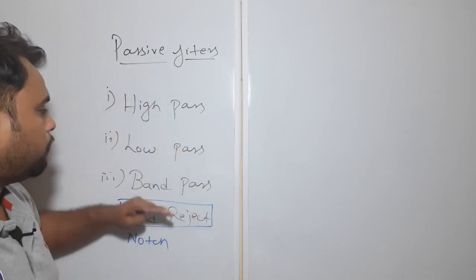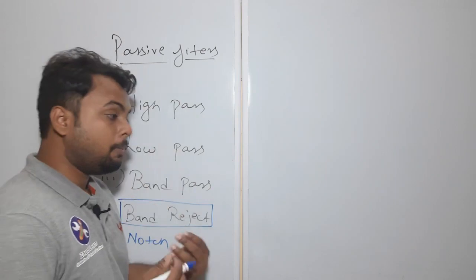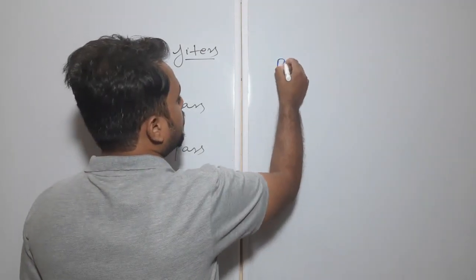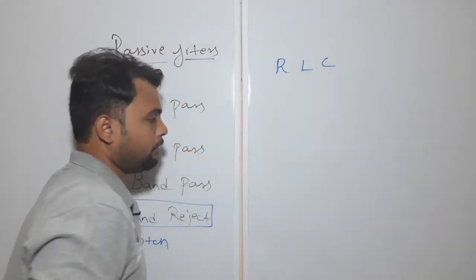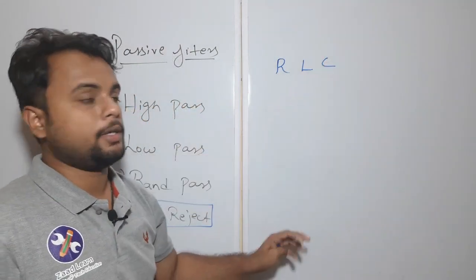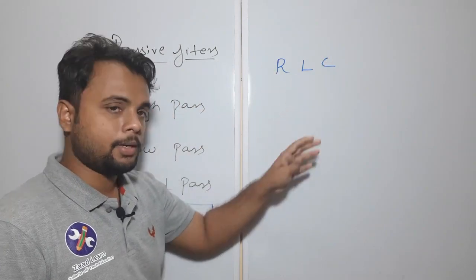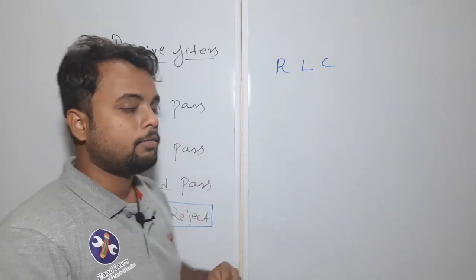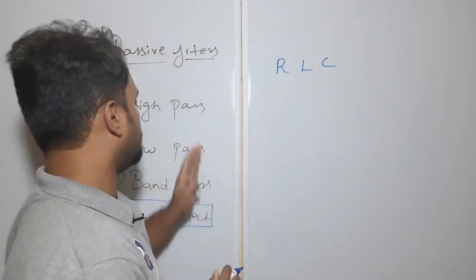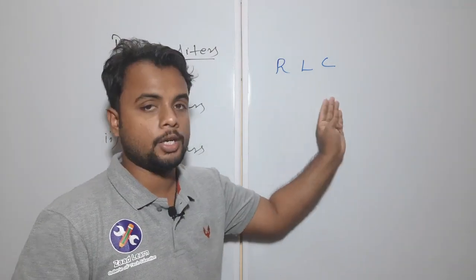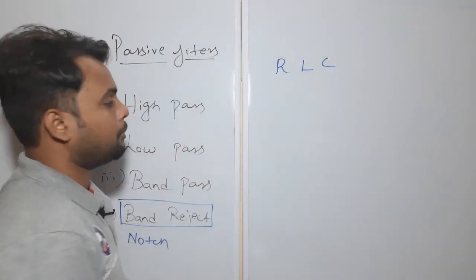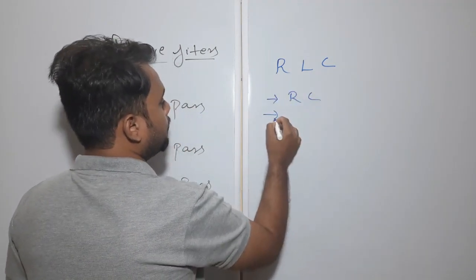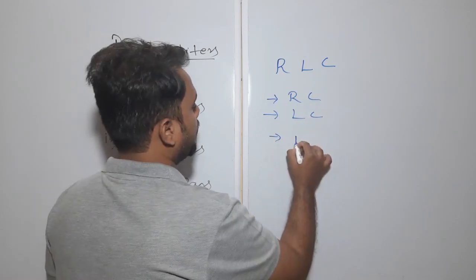Now all these four types of passive filters can be made by combining different types of passive elements. We know that there are three types of passive element that we use: resistance, inductance and capacitor. By combining these RLC passive elements, we can make a high pass, a low pass, a band pass or a band reject filter. We can make any filter we want using a combination of these three components. So a high pass filter can be made with a combination of RC, LC or RL.